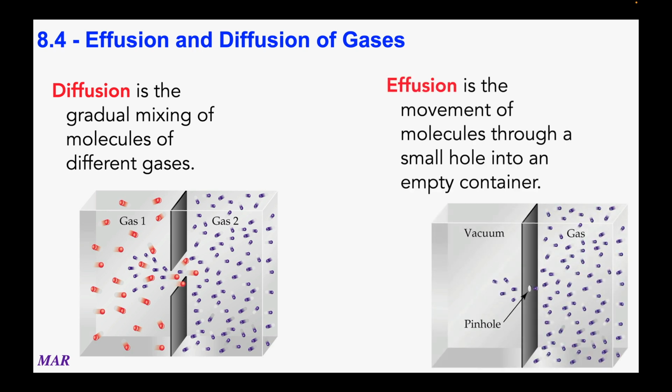Effusion is the movement of one gas through a small hole into a vacuum. And sometimes this kind of concept is important too. So diffusion is just the mixing of gases together, and effusion is when you have a gas that goes through a small hole into a vacuum. And we'll talk about these coming up and talk about what makes them go faster or slower in diffusion, and it'll also apply to effusion as well.